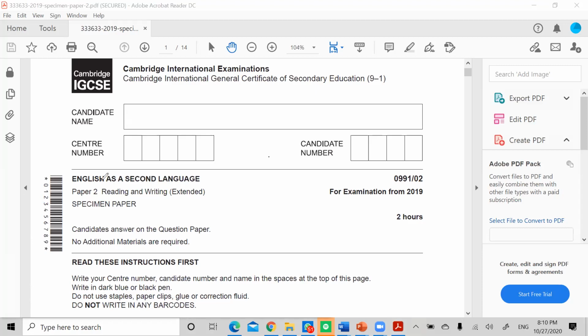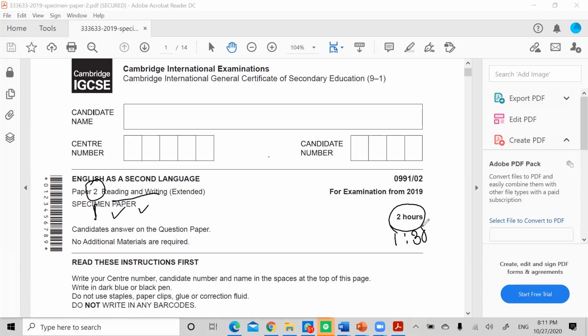Paper 2 is for the reading and writing, and the duration of this paper is 2 hours. As for the other paper, again, it's for the reading and writing, and the duration is 1 hour and 30 minutes. Okay, so these are the differences between the two papers.